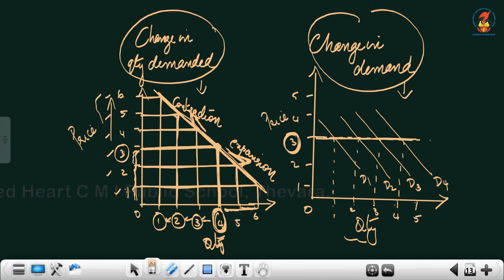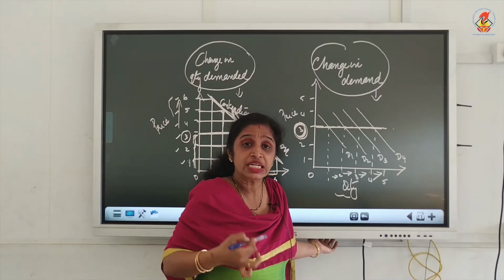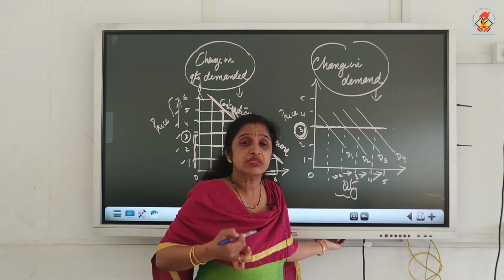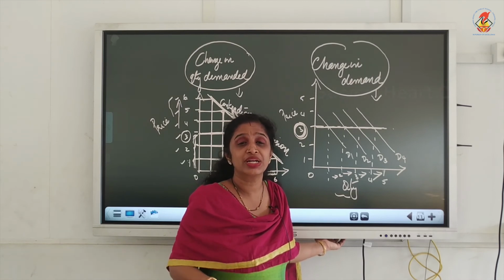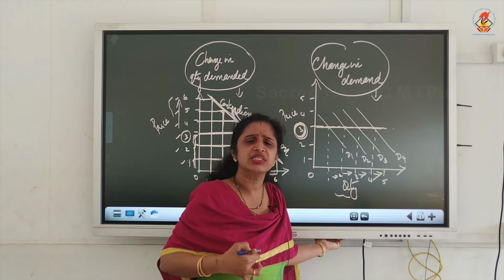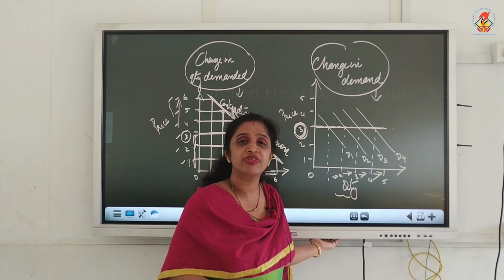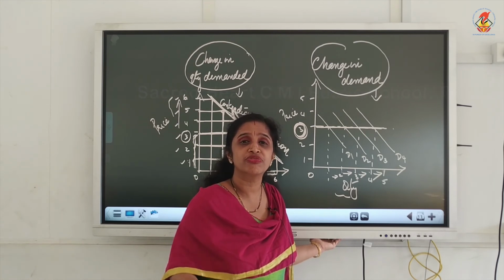People are demanding different quantities. From 1 kilogram, the consumer is shifting to 2 kilograms. From 2 kilograms, to 3 kilograms. From 3 kilograms, to 4 kilograms. From 4 kilograms, to 5 kilograms. But the price remains constant. Other factors are changing. Taste and preference is changing. His taste for that particular commodity has increased. Therefore, he has increased the consumption of that commodity from 1 to 2, 2 to 3, 3 to 4, 4 to 5. He is not at all bothered about the price.